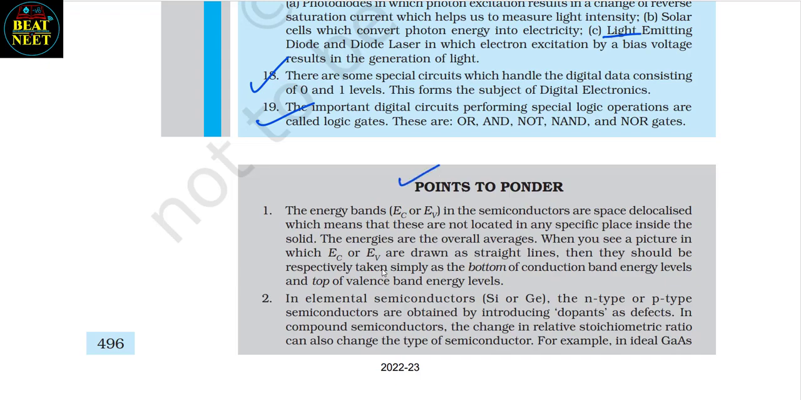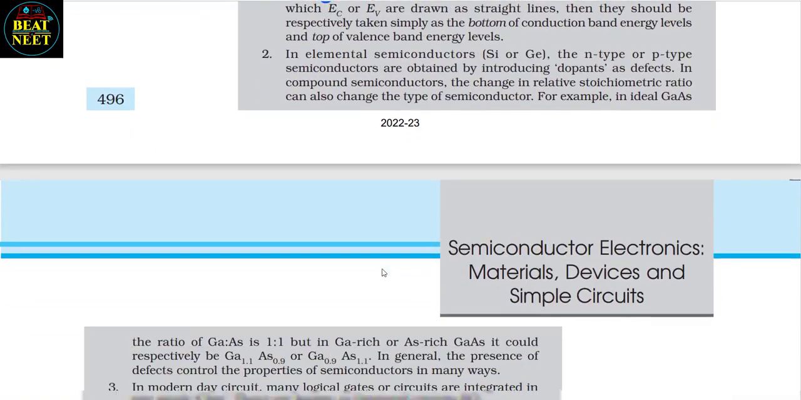Now there are some points to ponder. Number 1, the energy bands Ec or Ev in the semiconductors are space delocalized, which means that these are not located in any specific place inside the solid. The energies are the overall averages. When you see a picture in which Ec or Ev are drawn as straight lines, then they should be respectively taken simply as the bottom of conduction band energy levels and top of valence band energy levels.